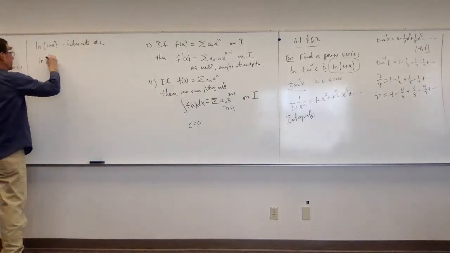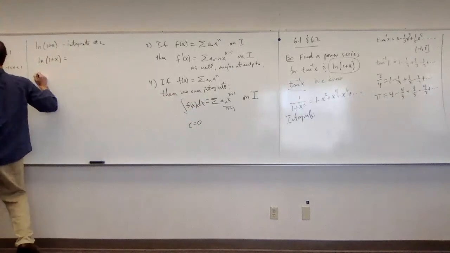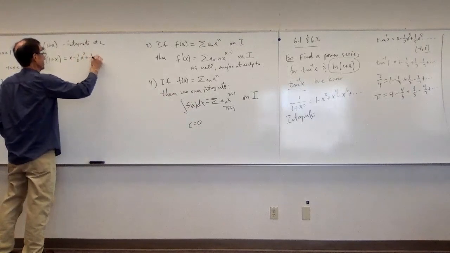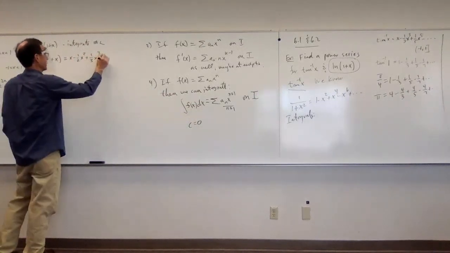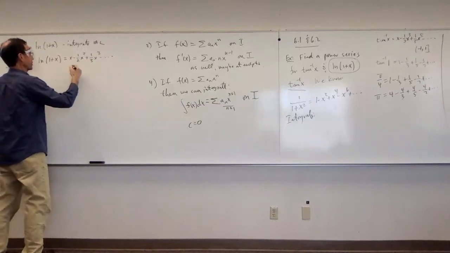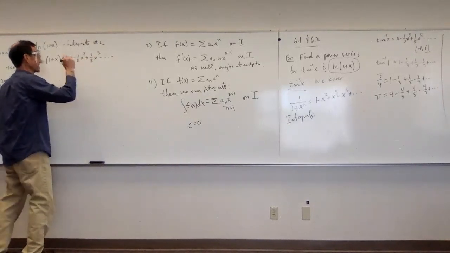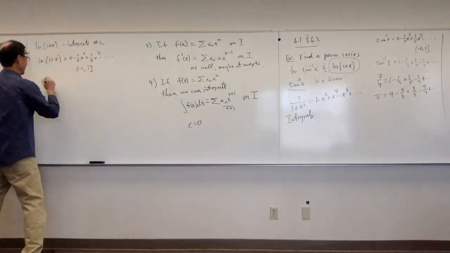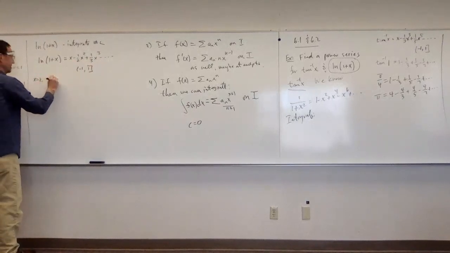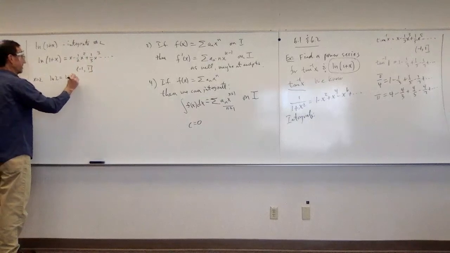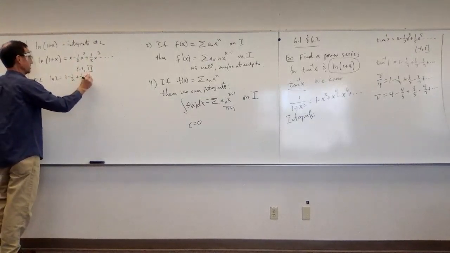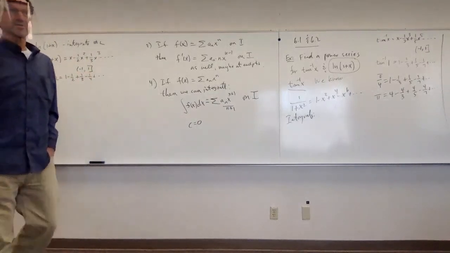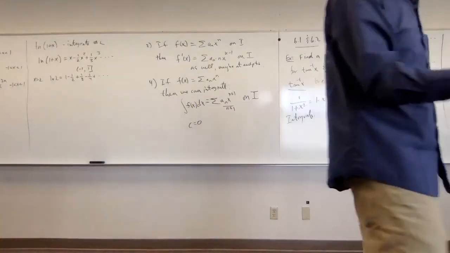And so I get ln 1 plus x, integrate term by term. I get x minus 1/2 x squared plus 1/3 x cubed, and so on. It converges at 1 because it's exactly the alternating harmonic series. And if I plug in 1, I get ln 2 equals 1 minus 1/2 and so on. So a week or so ago, I told you that the alternating harmonic series converges to the natural log of 2, and I teased you with it.